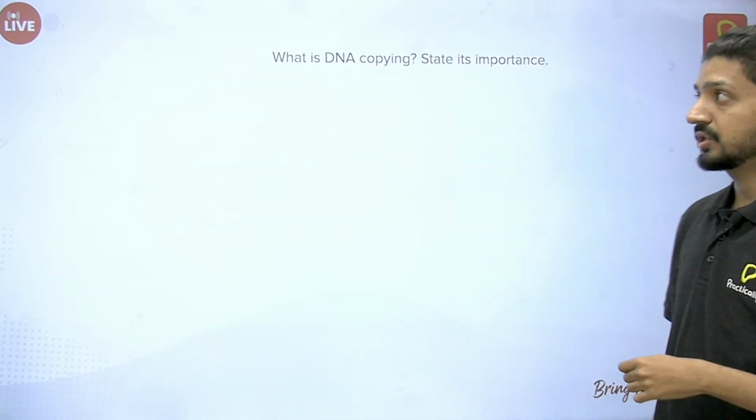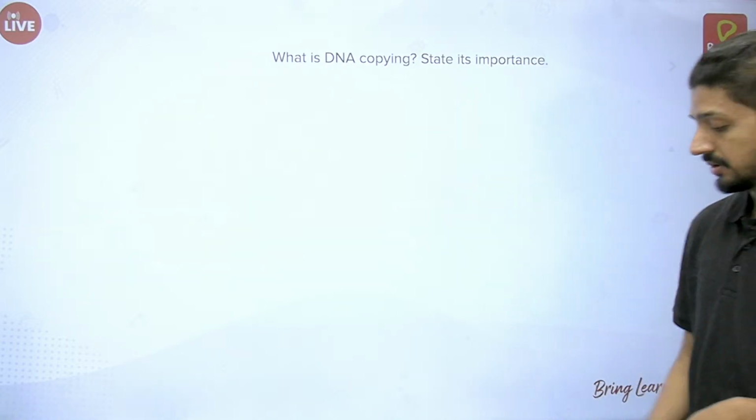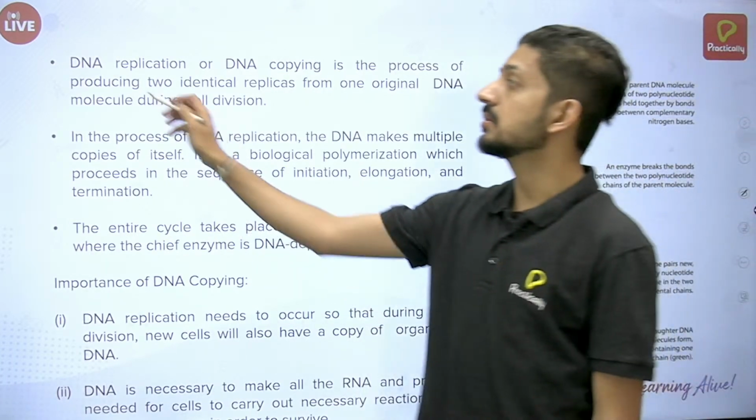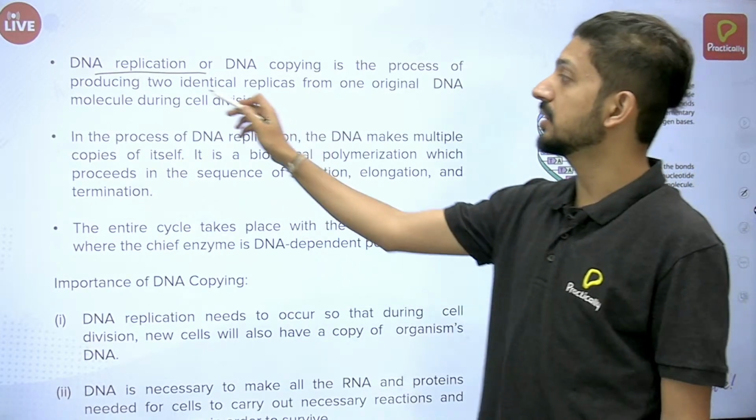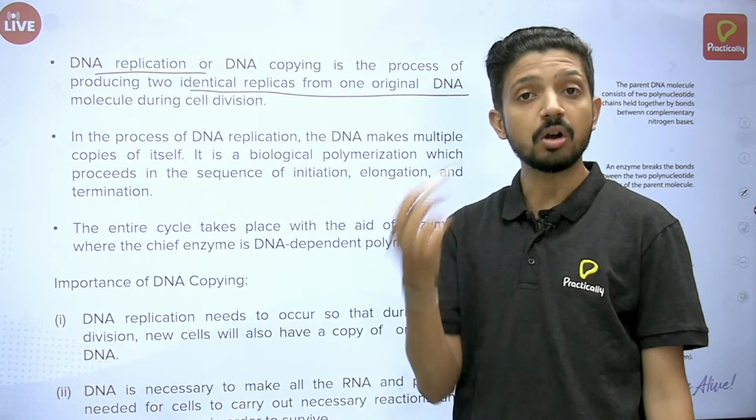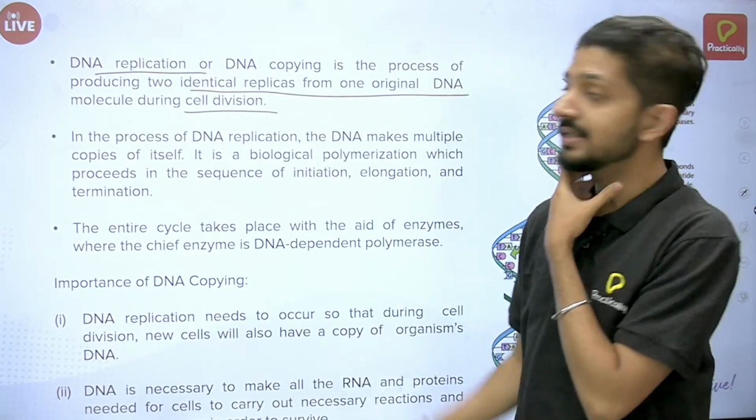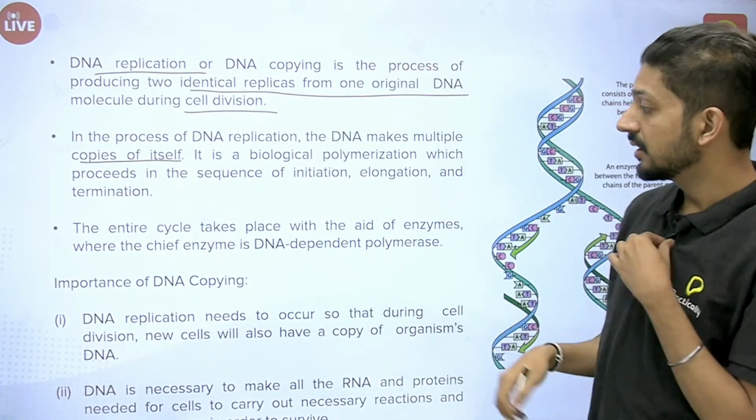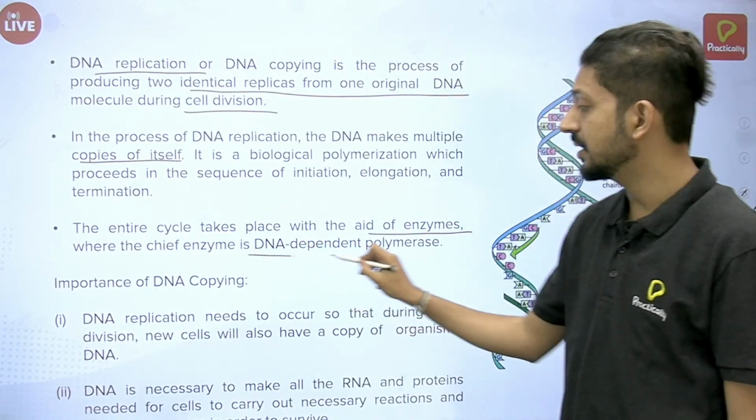Moving on to the next question. What is DNA copying? State its importance. Let's see what to answer. DNA copying is also known as DNA replication, and it is basically producing two identical copies of DNA from the original DNA, and this process occurs during cell division. DNA makes multiple copies of itself, and the entire process takes place with the help of enzymes, and the main enzyme is DNA dependent polymerase.